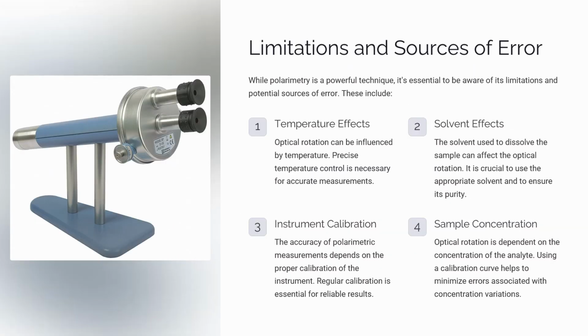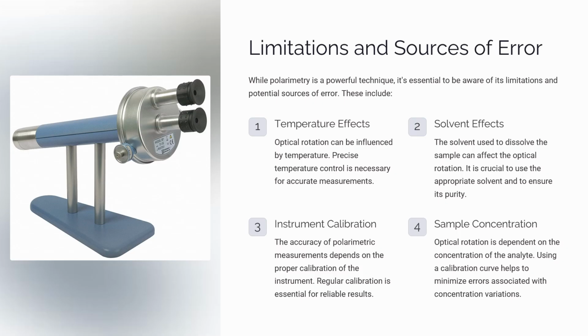The limitations and sources of error. Despite its versatility, the polarimeter has some limitations. The very first is temperature effects. The optical rotation is temperature sensitive, so maintaining consistent conditions is difficult.